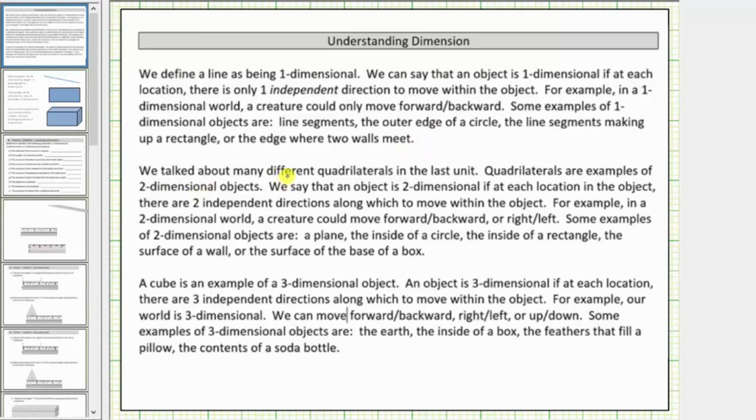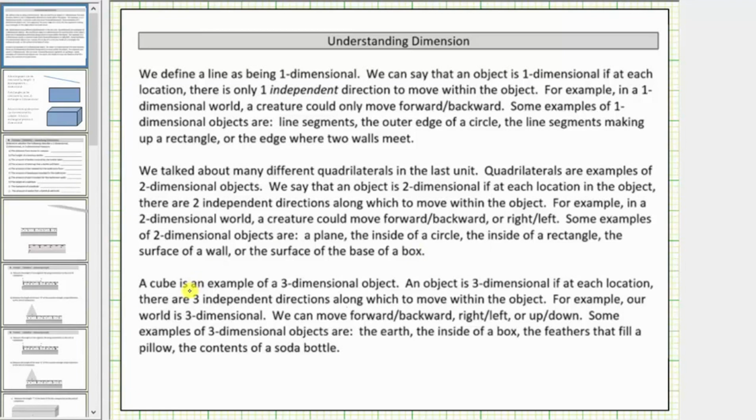We talked about different types of quadrilaterals in a previous unit. Quadrilaterals are examples of two-dimensional objects. We say that an object is two-dimensional if at each location in the object there are two independent directions along which to move within the object. For example, in a two-dimensional world, a creature could move forward or backwards as well as left or right. Some examples of two-dimensional objects are a plane, not an airplane, but for example the coordinate plane, the inside of a circle, the inside of a rectangle, the surface of a wall, or the surface of the base of a box. Notice all of these two-dimensional objects can be measured by area.